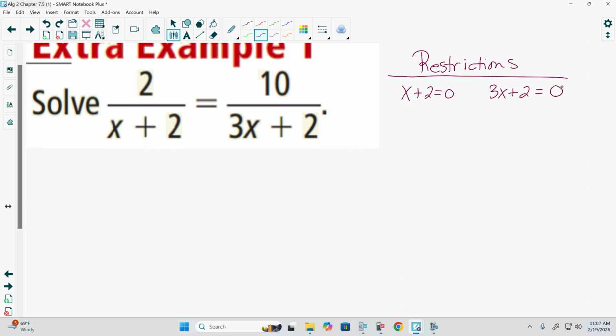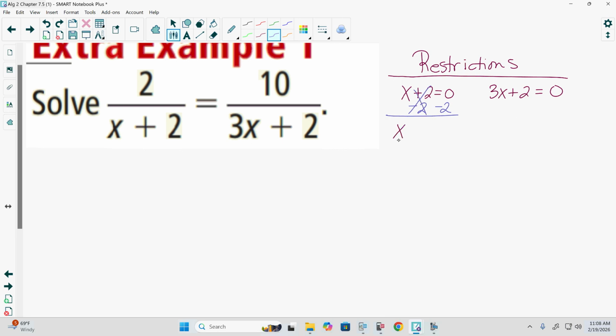And when we find these restrictions, it is helpful to factor them down first so that we're not finding multiple zeros. It's going to make it a little bit easier to work with. Now, with our x plus 2, we subtract 2 from both sides.